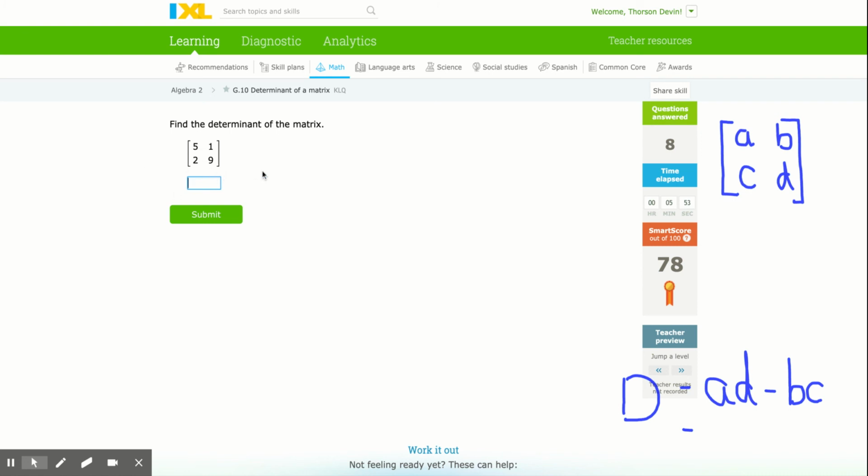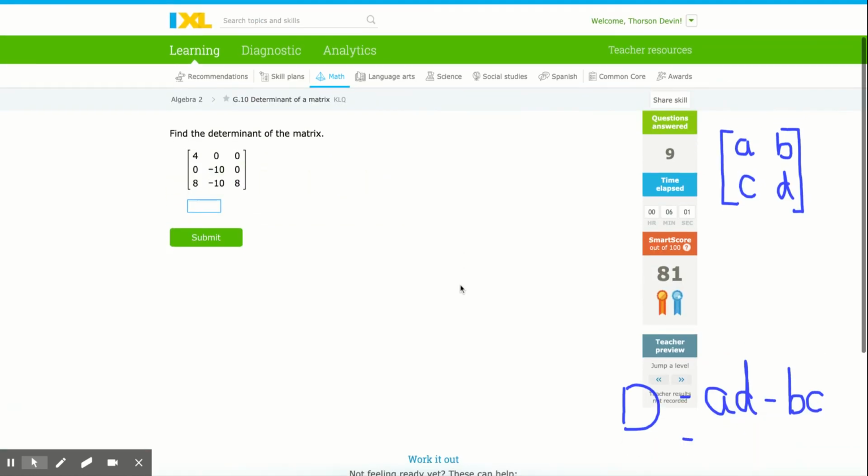5 times 9 is 45. Minus 1 times 2 is 2. 45 minus 2 is 43. Now I'm at a 3 by 3. I got it into the 80s. I do not expect you to do these at this point, but if you have questions or would like me to explain them and there's time, I would do that in class.